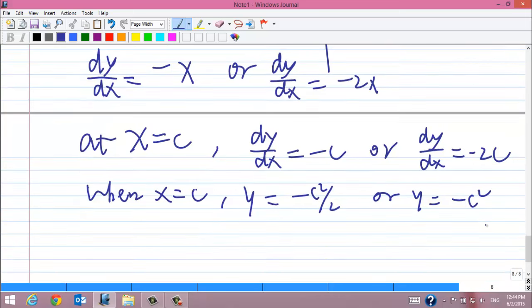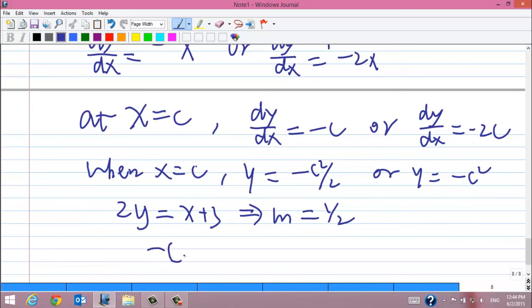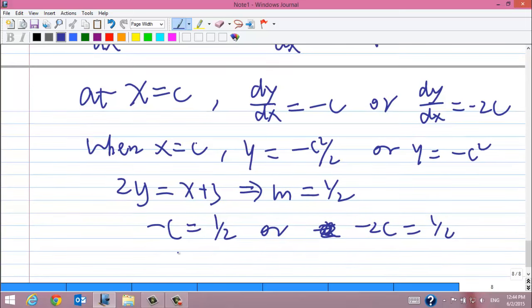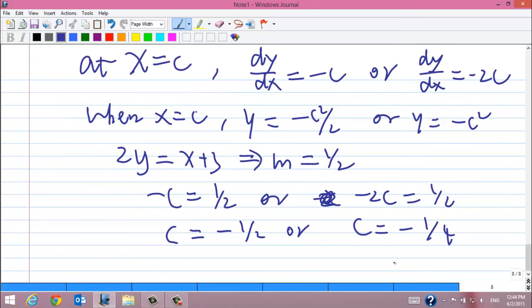So there are two values now. Then we calculate the tangent, right? Or because they say the tangent is parallel to this line, no need. The question says tangent to this one, so this one equals half. So straight away we can see minus c equal to half, or minus 2c equal to half. So from here we can say c equal to minus half, or c equal to minus 1/4.